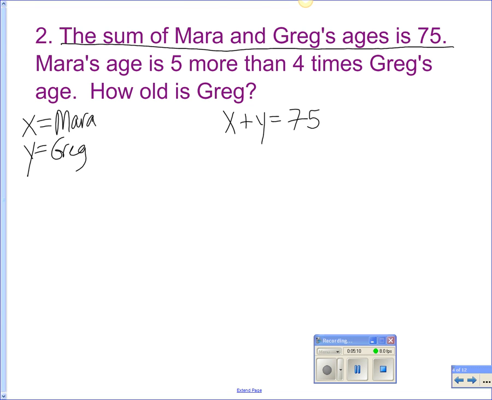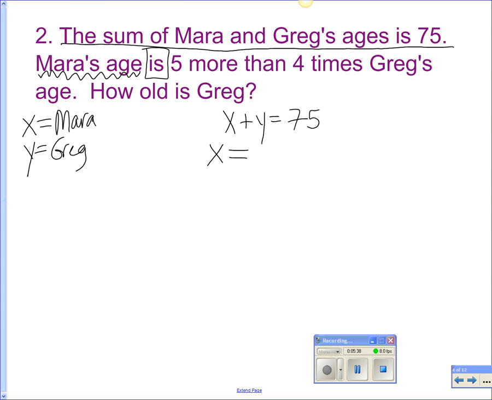All right, for the second one, we're going to go in order. The first thing I see is Mara's age. What letter is Mara's age? Very good, so I'll put an X. What do I see right after Mara's age? What about before that? What do you put for is? Equals, so I put an equals, okay?